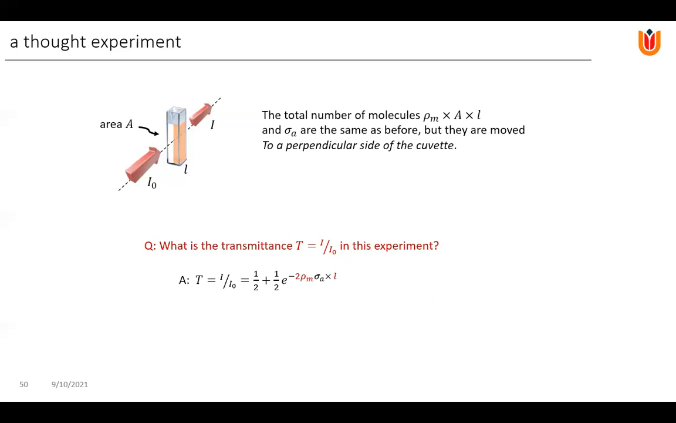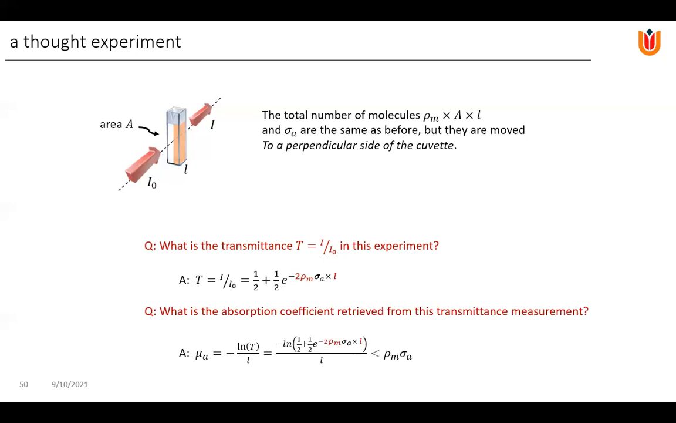And then, of course, this would be the transmittance, so I over I0. If you would then take the ln of that and calculate the absorption coefficient from that, it would give you something that looks as ugly as this. But the point is, it is smaller than what we had when the molecules were homogeneously distributed. So the takeaway point of this little thought experiment is that it matters how the absorbing molecules are distributed. If you push them one way or push them another way, you can get different results, and it is not even entirely predictable what kind of results you will get.